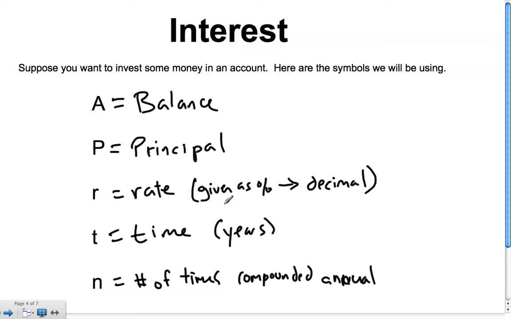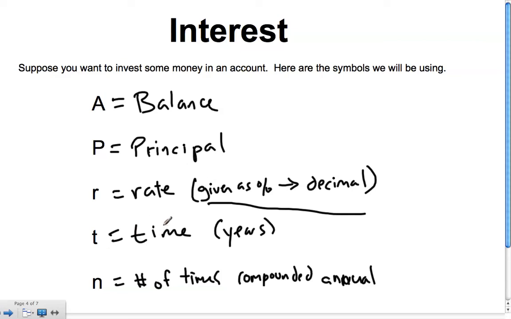It's given as a percent, and you need to convert it to a decimal by dividing that percent by 100. So if you're given something at 3.2%, to use it in the equation, you would take 3.2 and divide it by 100 and get 0.032. That would be the number that you would use in the equation. So you always have to do this step. Take your percent and turn it into a decimal by dividing by 100. Okay. T is time, and specifically in years.